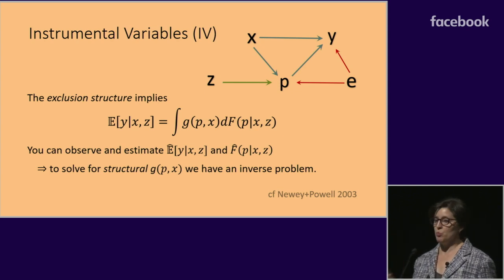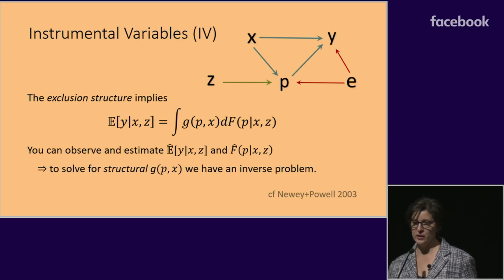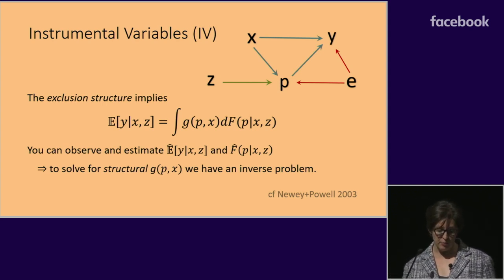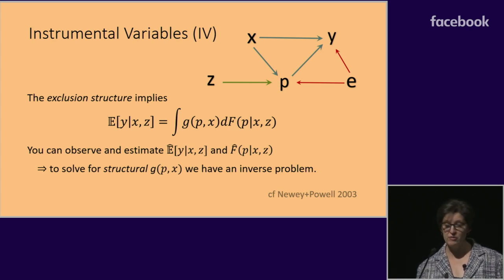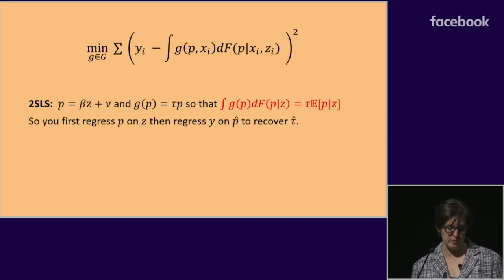Now, economists have thought about this for a long time. I'm citing here a paper by Newey and Powell from 2003, which was actually written in the early 90s. I told you we take 10 years to publish our papers. And so this approach had been used for a long time. It's just that we never operationalized it very well in high dimensions. We had great theory, but no practical algorithms.